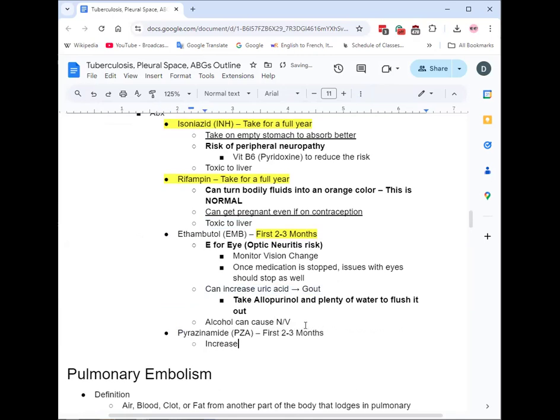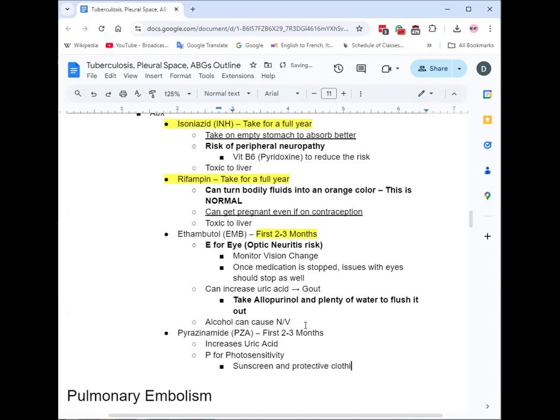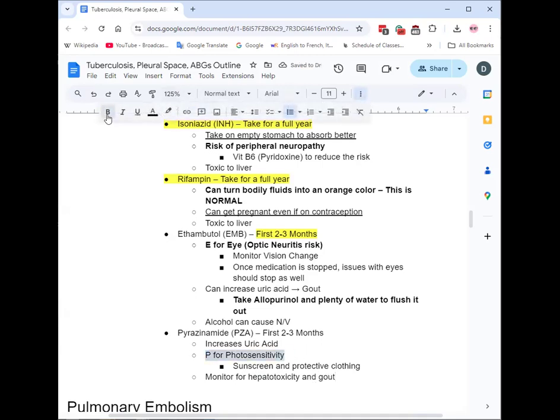This one again increases uric acid. Has a lot of drug interactions. P for photosensitivity, so you gotta wear sunscreen and protective clothing. And this one, monitor for hepatotoxicity and gout. So this one causes a little bit of both, but the unique thing is this one.